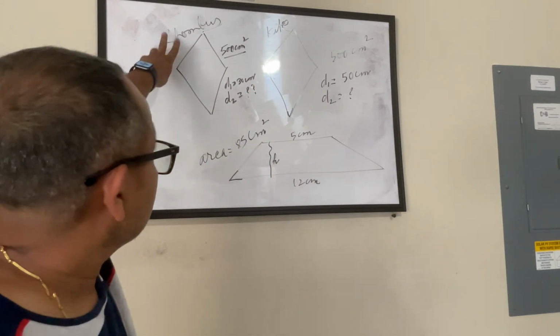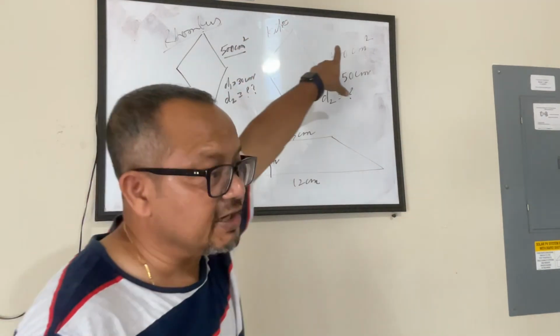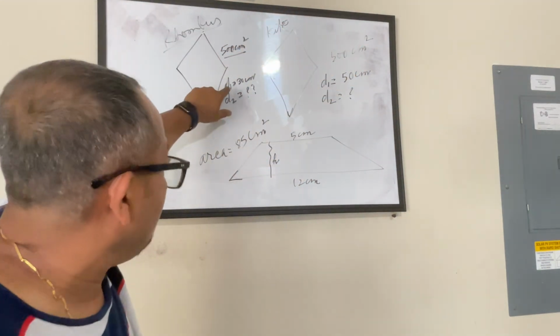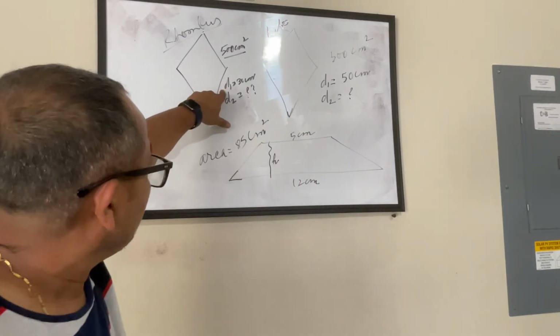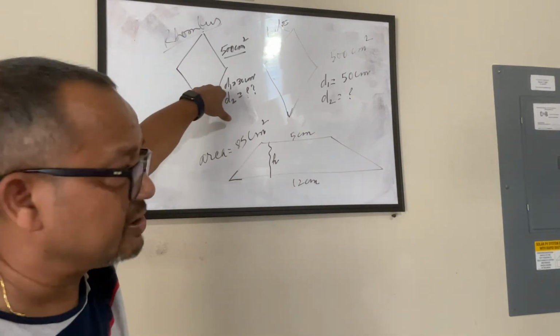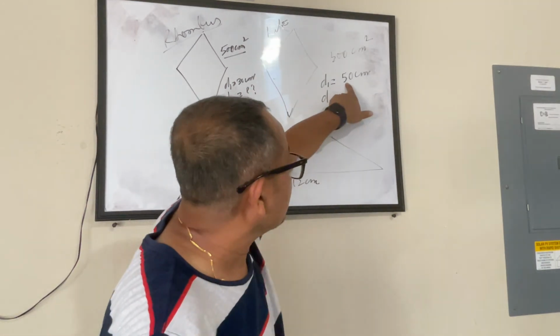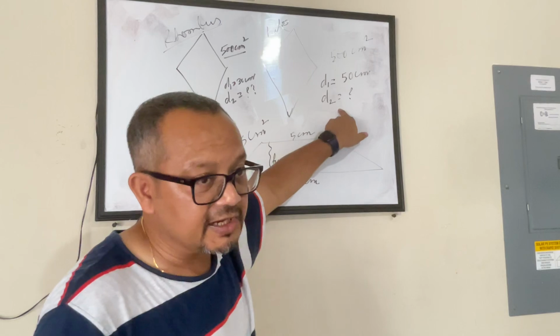So, what I'm saying is, I have a rhombus and a kite of the same area, 500 centimeters square. One of the diagonals for the rhombus is 30 centimeters. Find out the second diagonal. For the kite, one of the diagonals is 50 centimeters. Find out the second diagonal.